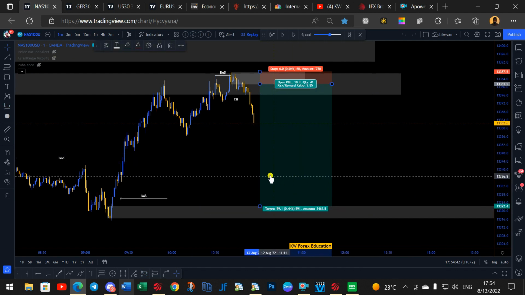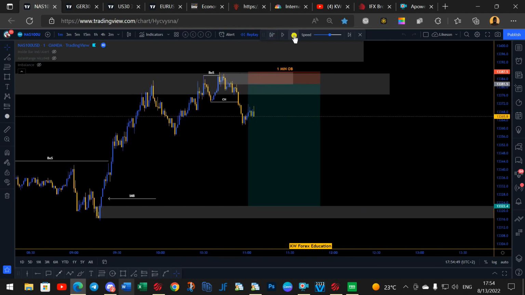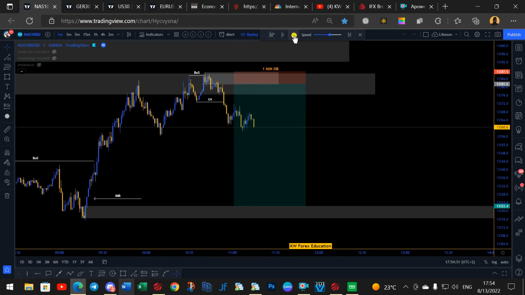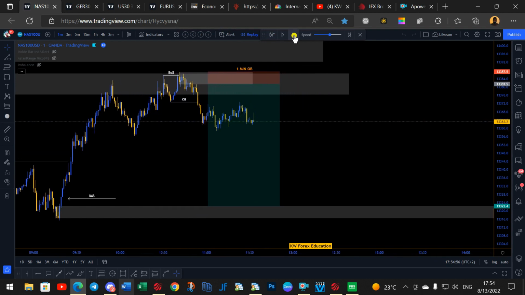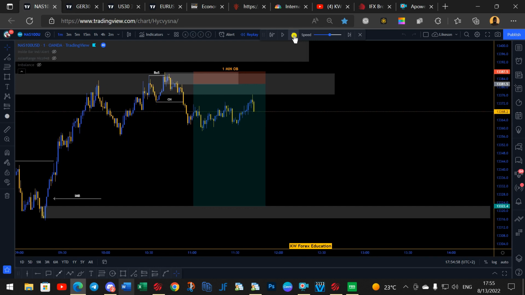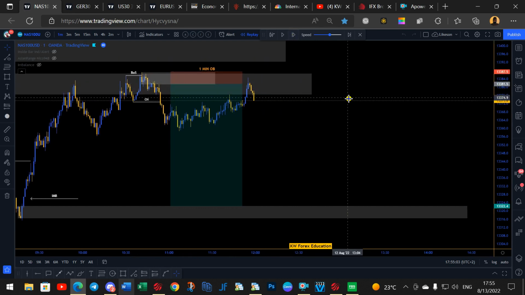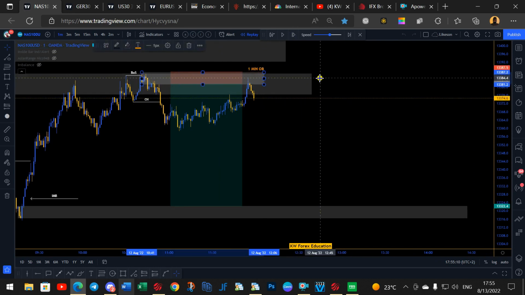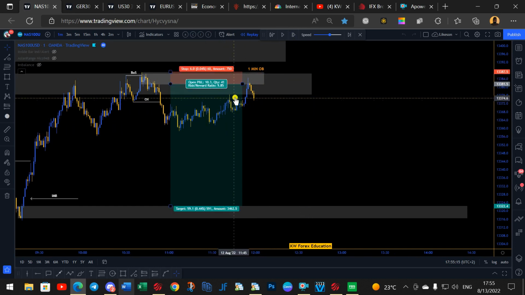So now we wait for price to come and mitigate our trade. So it was there where we got that mitigation. There where we got that mitigation.